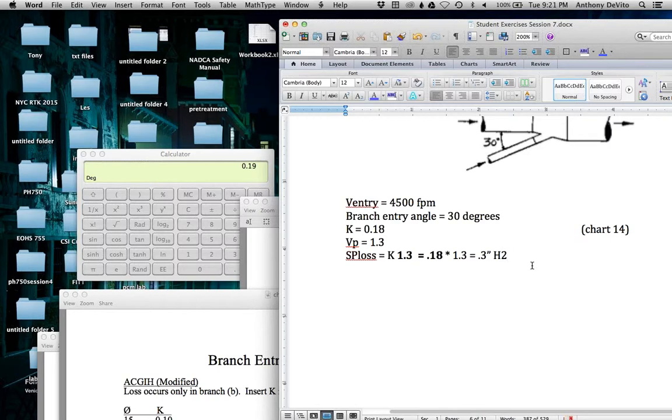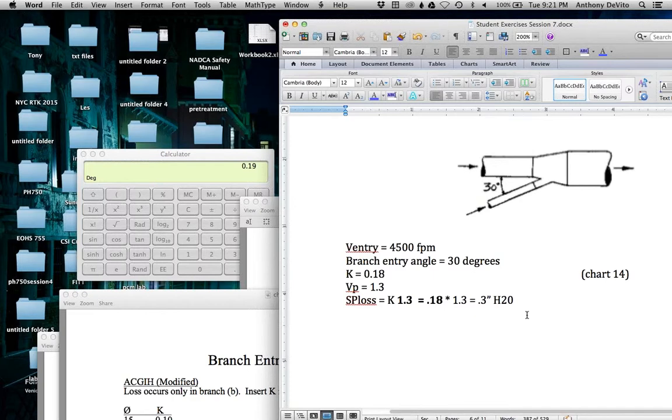I'll take your word for it. It's just a little bit of math. So what does that mean? That means that whatever the static pressure is here, where we're going into this transition, the static pressure on the other side of it has to be 0.3 inches more negative in order for this to work. Make sense?